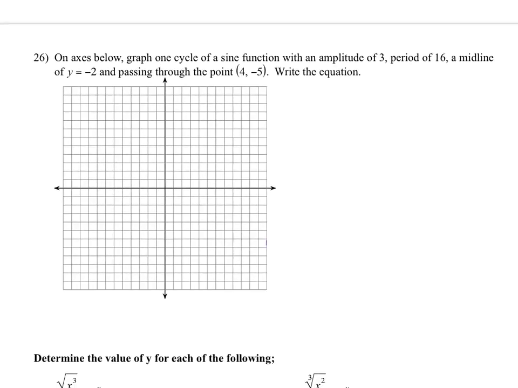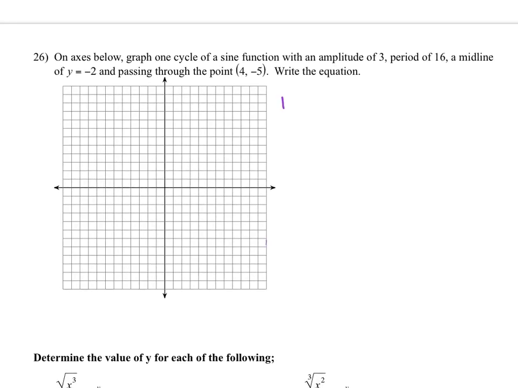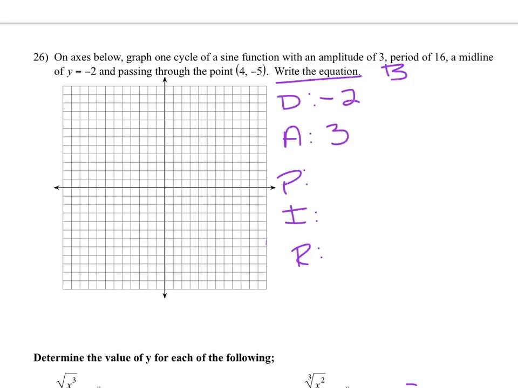Okay, one cycle of a function. So if I'm graphing, I'm going to graph and write the equation. So the only thing different is I do need b to write the equation. So d is y equals -2. The amplitude is 3. The period is 16. So if the period is 16, then the interval is 4.